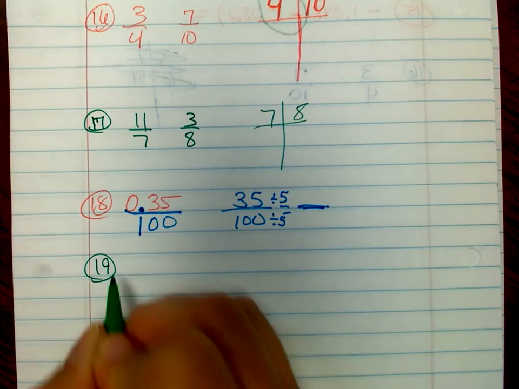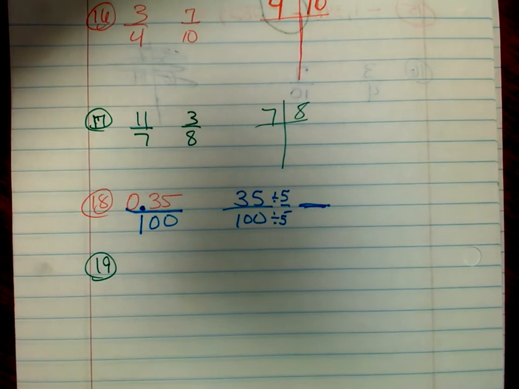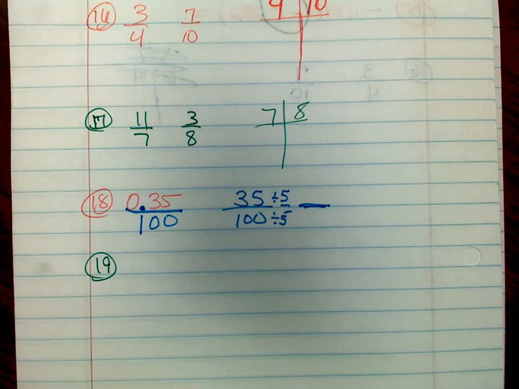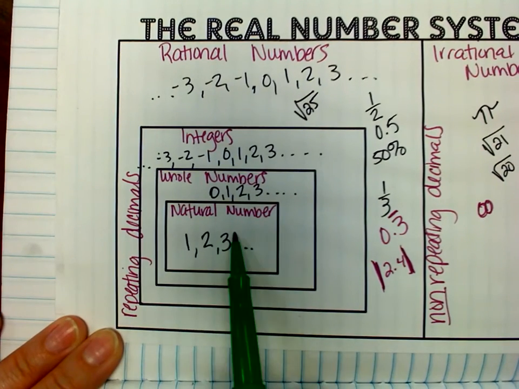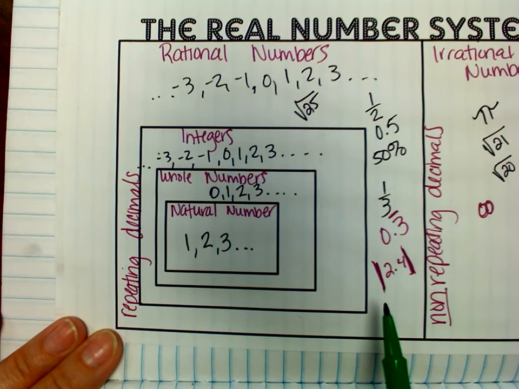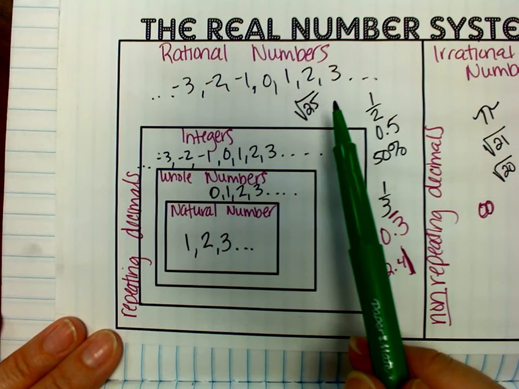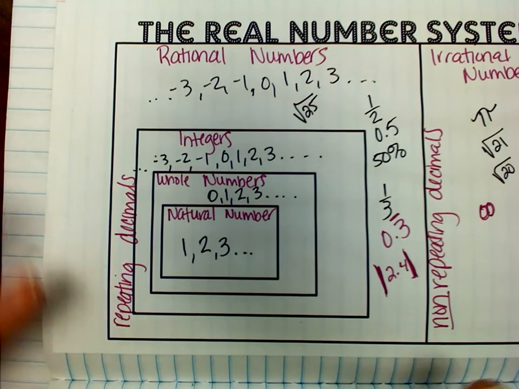Number 19. Select the number that belongs to a set of rational numbers but does not belong to the set of whole numbers and integers. There was a chart in your composition book that we talked about, the number system. It's supposed to have multiple choice here, but it doesn't. So I'm going to let you look at this. May not be exactly what you had, but you have natural numbers, whole numbers, integers, rational numbers. Okay, so we want to pick a number that's going to be in the rational numbers, but not in the whole numbers or integers. You should have something that looks almost like this in your notebook.